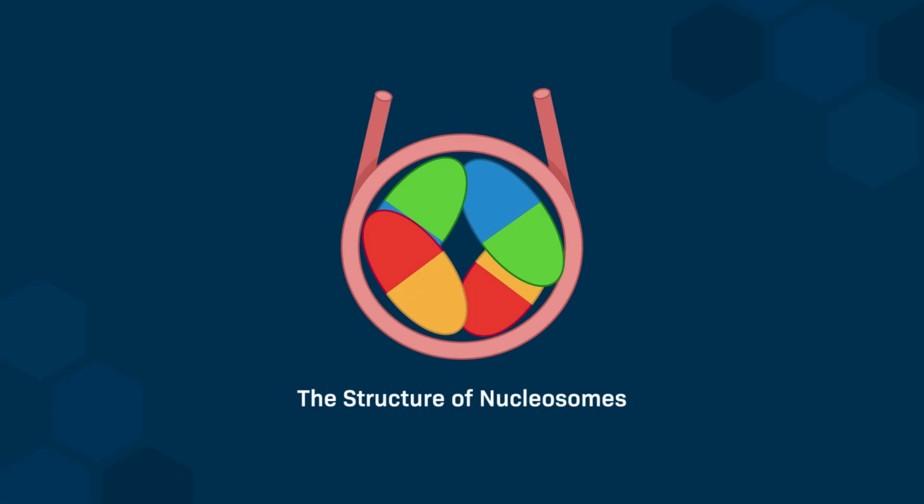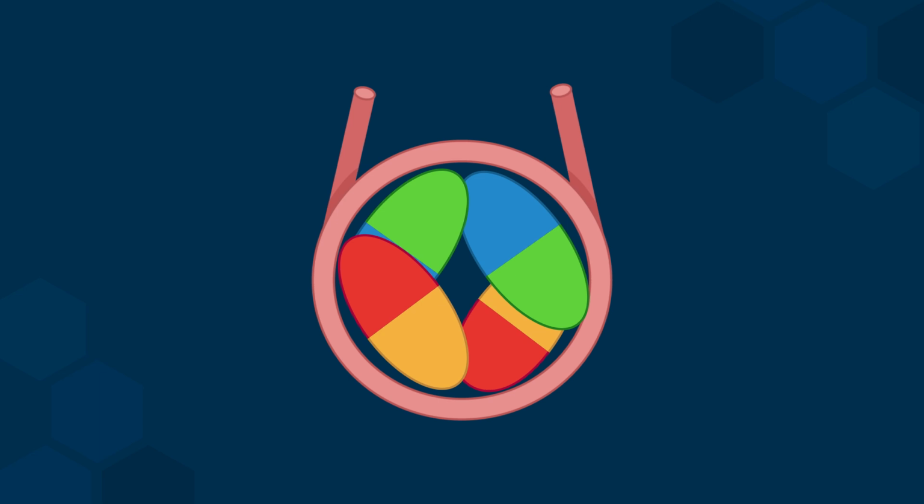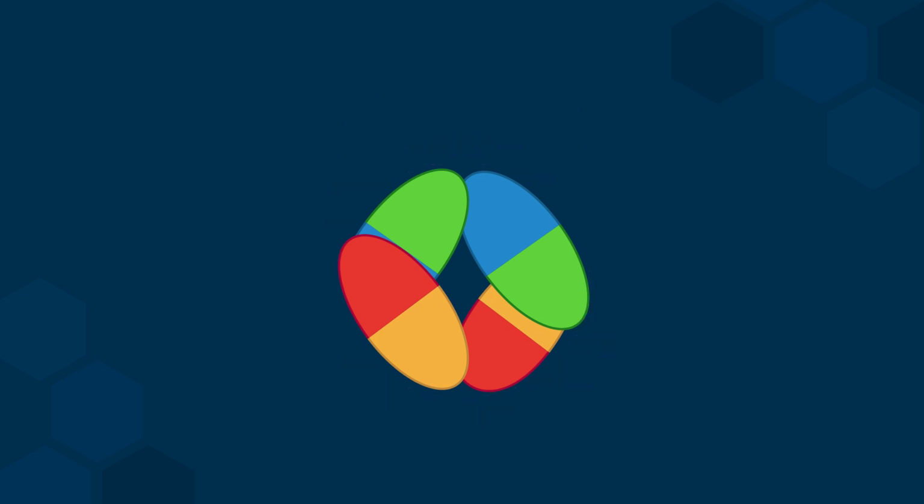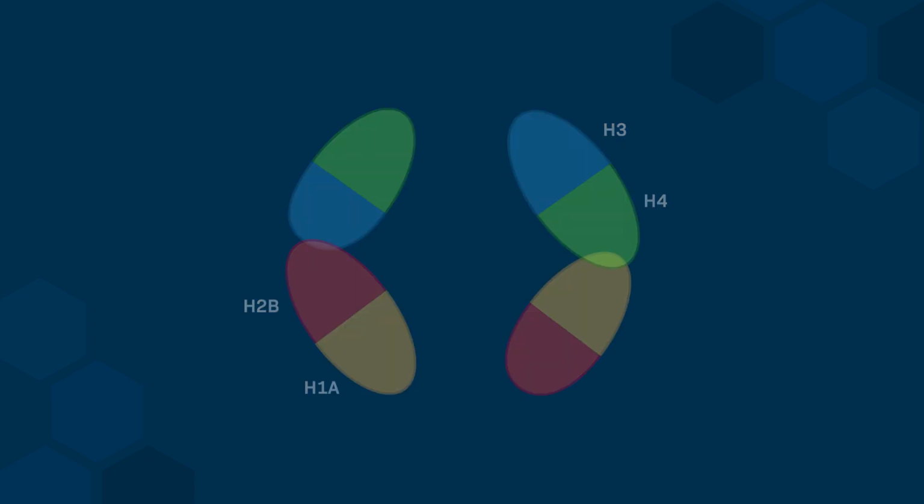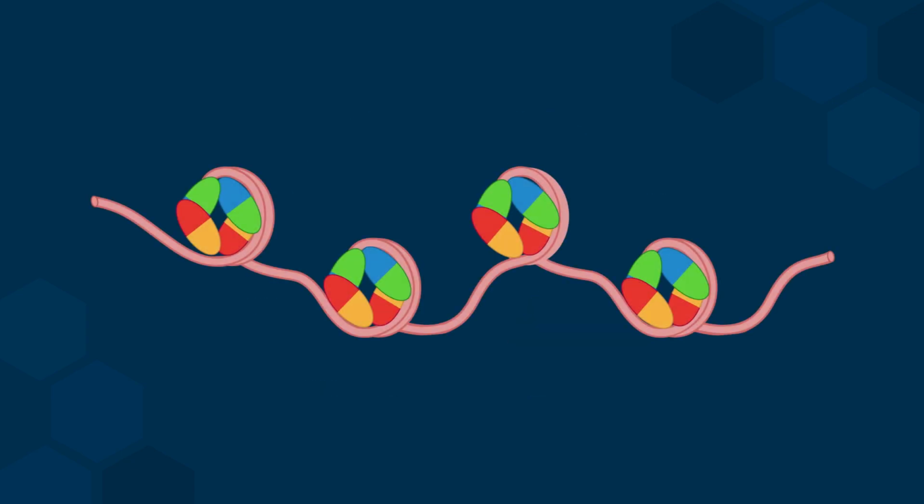In this video, we'll discuss the structure of nucleosomes. So what do we know about nucleosomes? We know that nucleosomes contain a histone core that's made of 4 types of histones and a DNA double helix. The questions that need to be answered are, how do histone proteins interact with each other in the histone core? And how does the histone core interact with DNA?